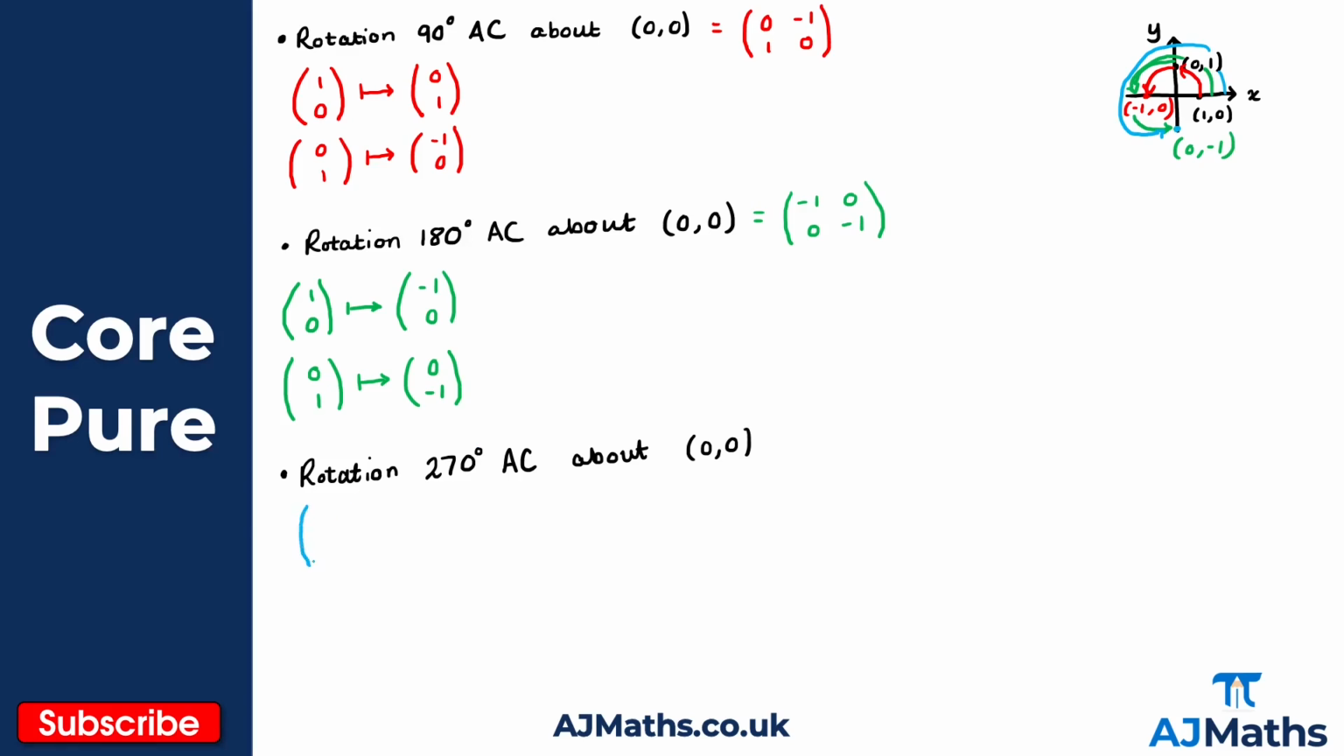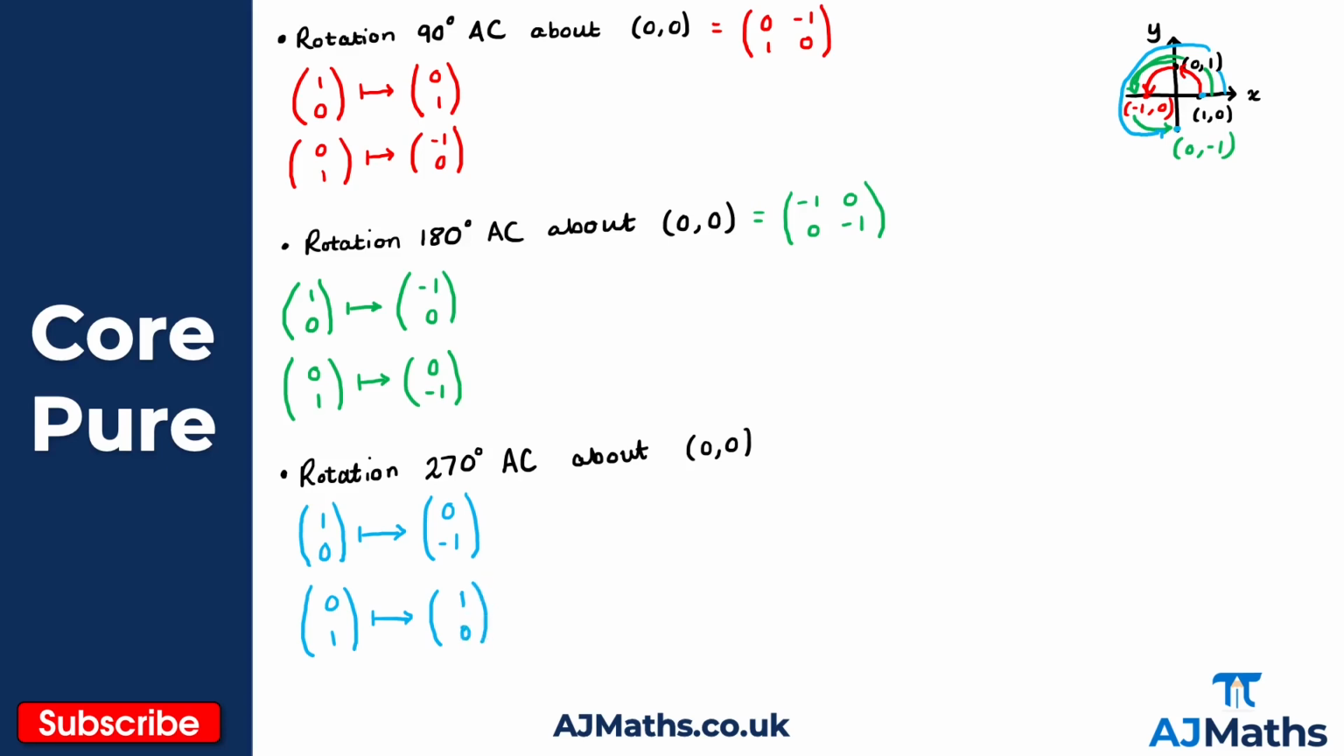So here I can see that 1, 0 maps to 0, minus 1. And then we have 0, 1. So now we're going 270 degrees anti-clockwise. This would be 90, this would be 180, and this would be 270. So I can see that 0, 1 will map to 1, 0.